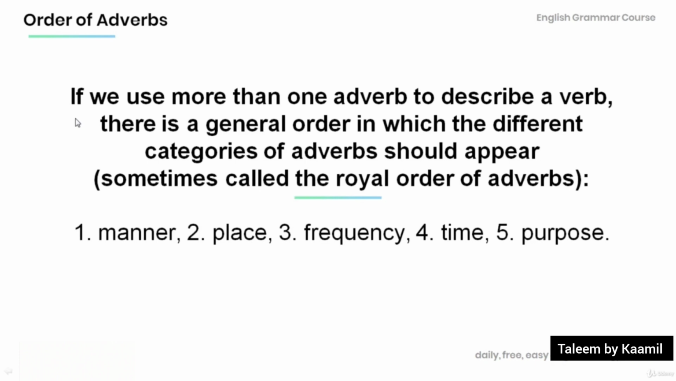Now, if we use more than one adverb to describe a verb, there is a general order in which the different categories of adverbs should appear, sometimes called the royal order of adverbs. First comes manner. Second comes place. Third, frequency. Fourth, time. And fifth, purpose.